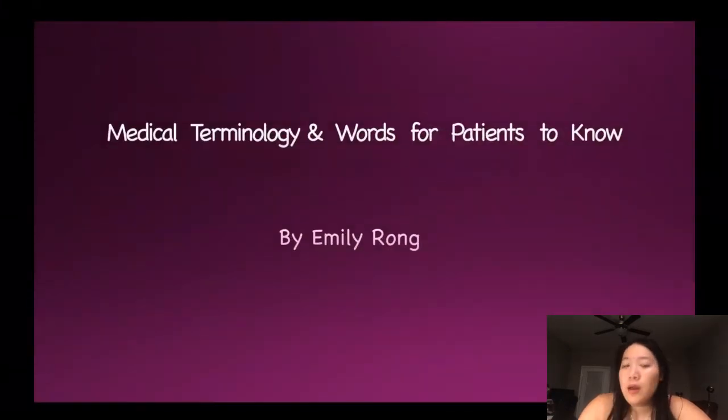Today we'll be talking about medical terminology and words for patients to know overall, and give an idea of what types of terminology and words you could use or know for your next doctor's visits.